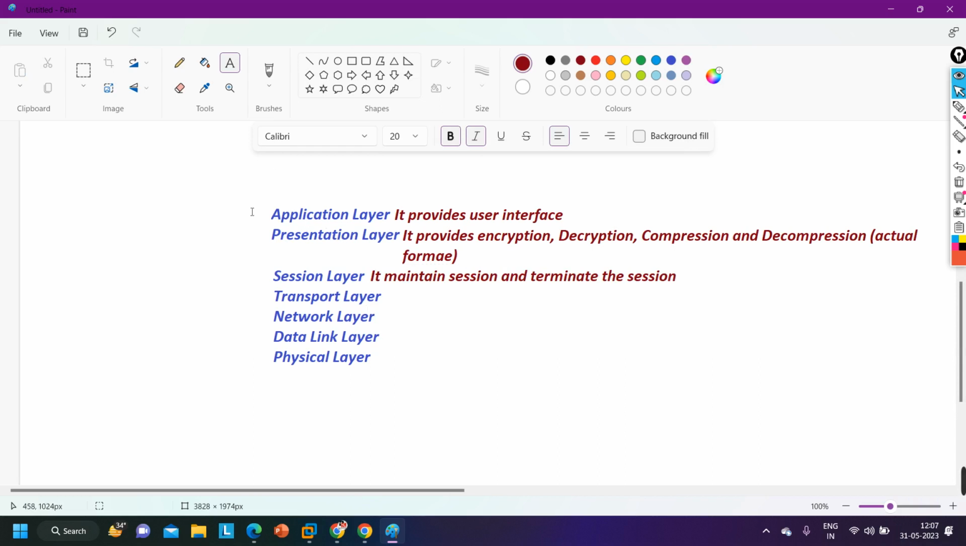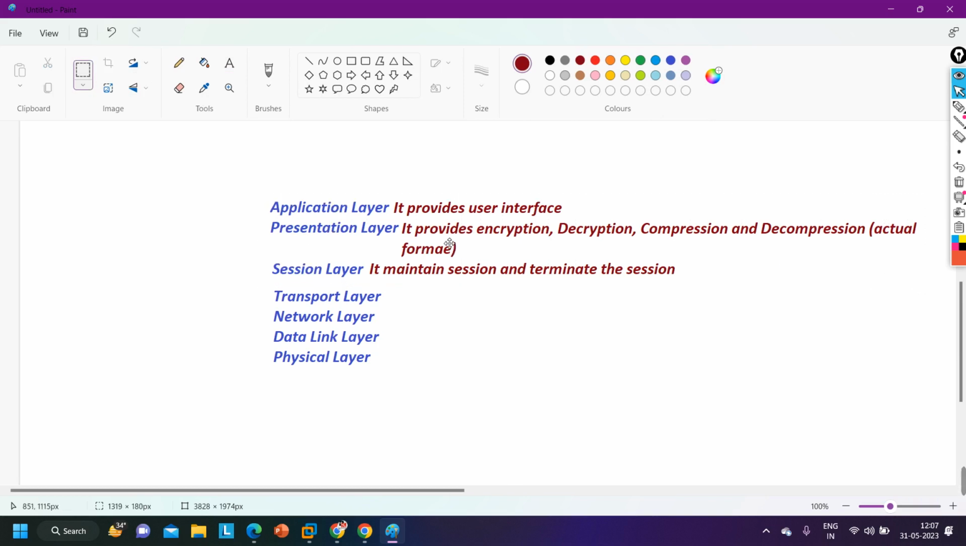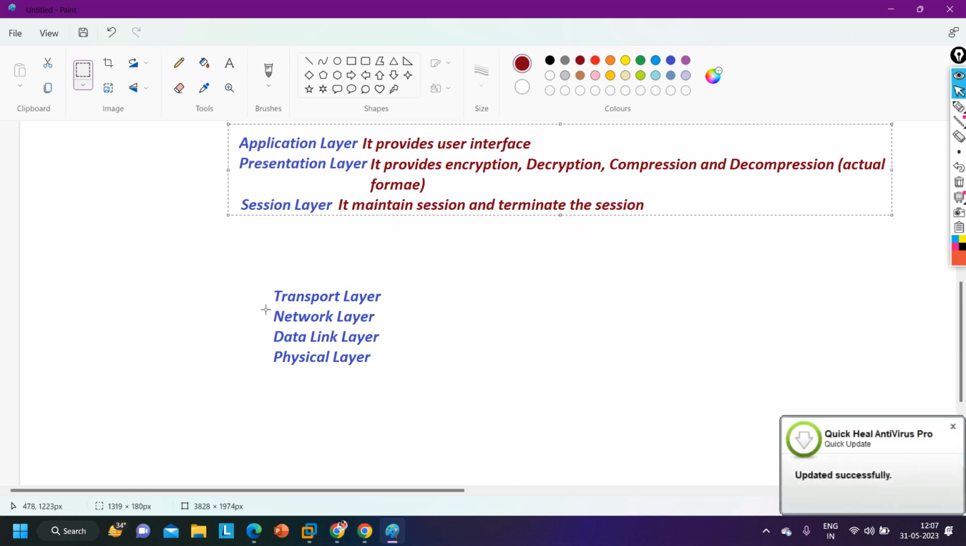So guys, till now is it okay? All the upper layers are clear. These are not important for us.